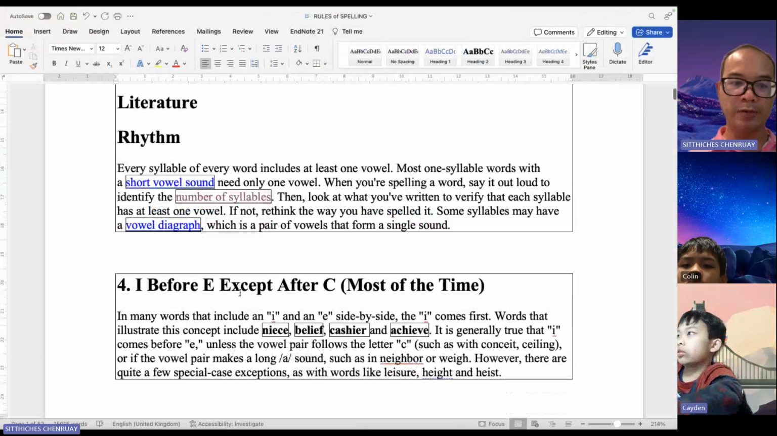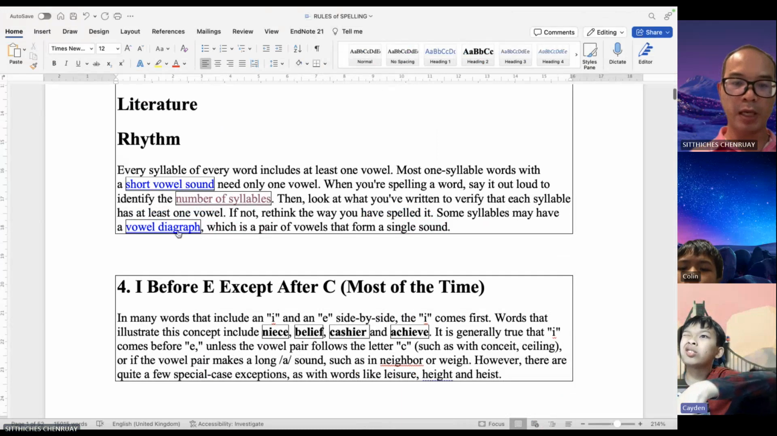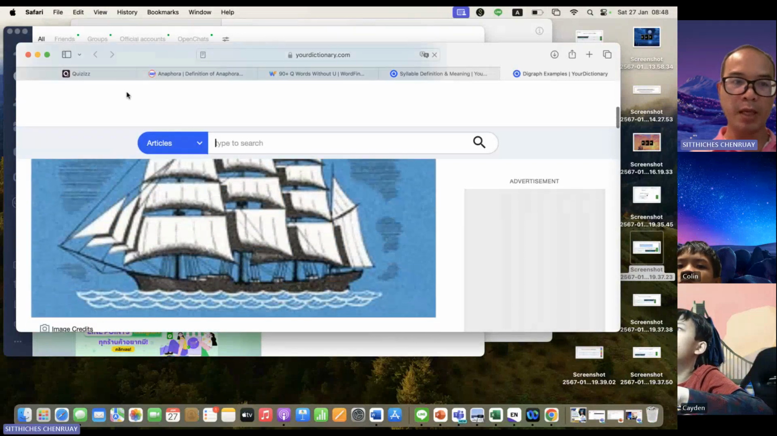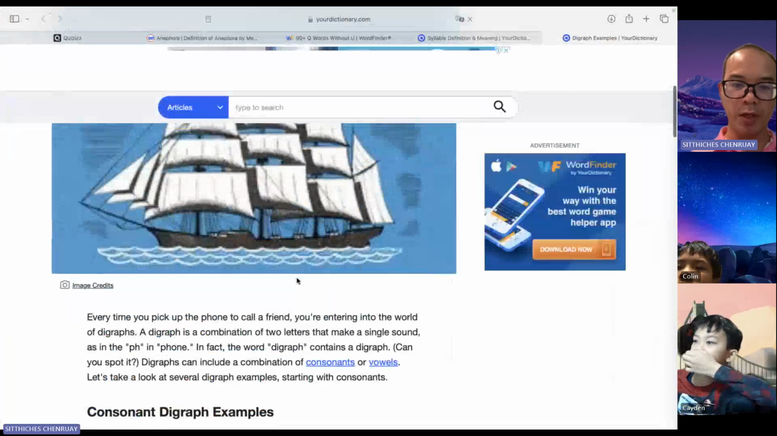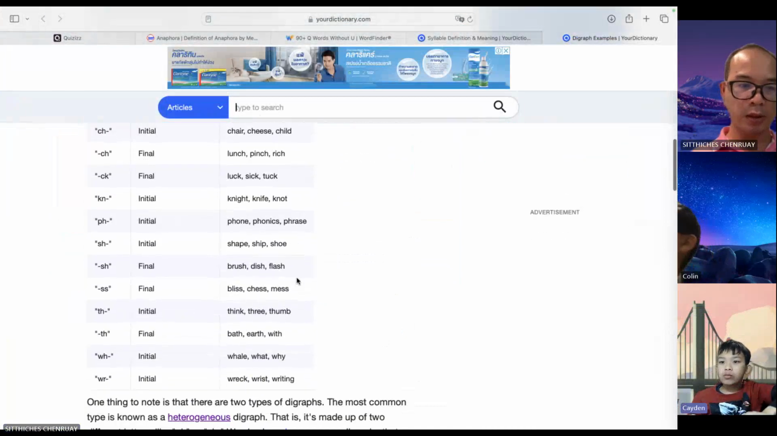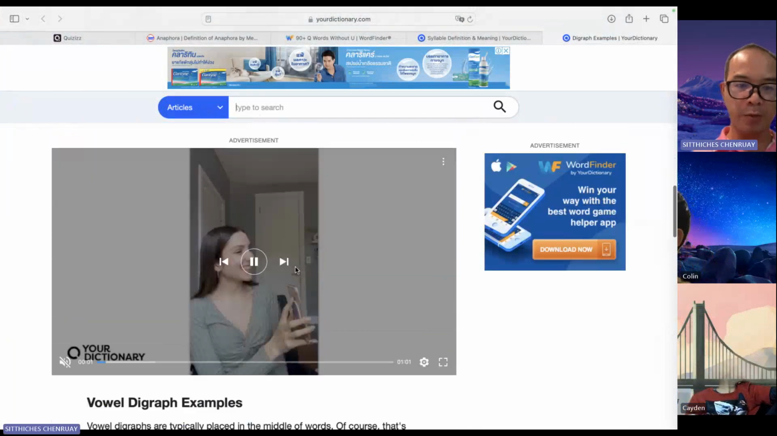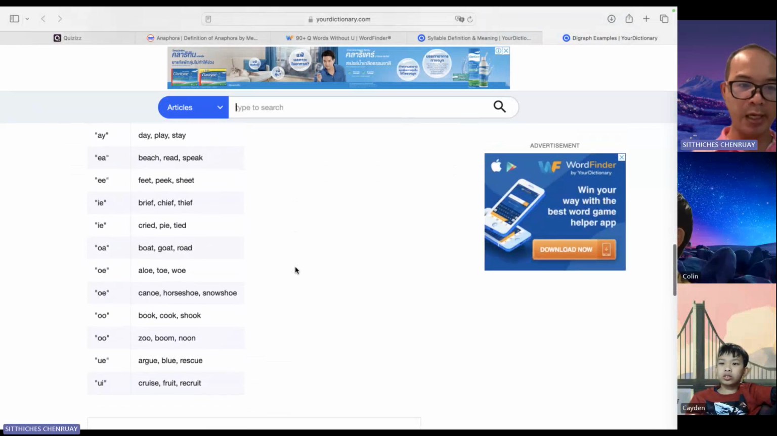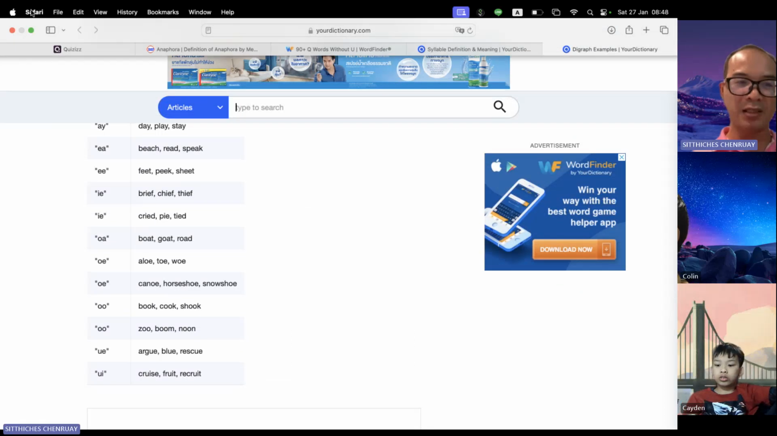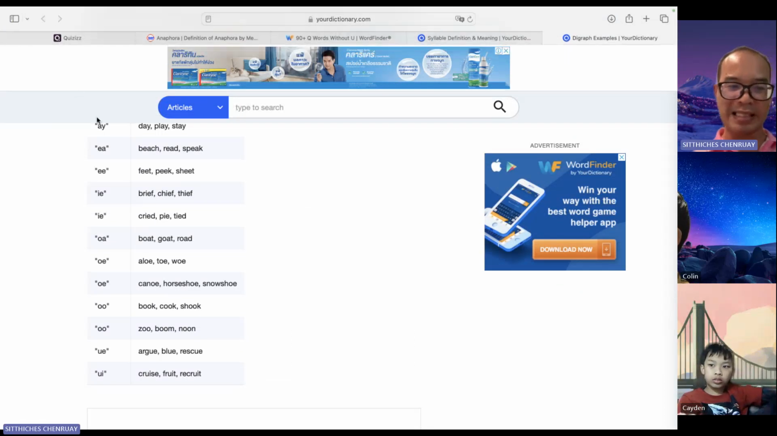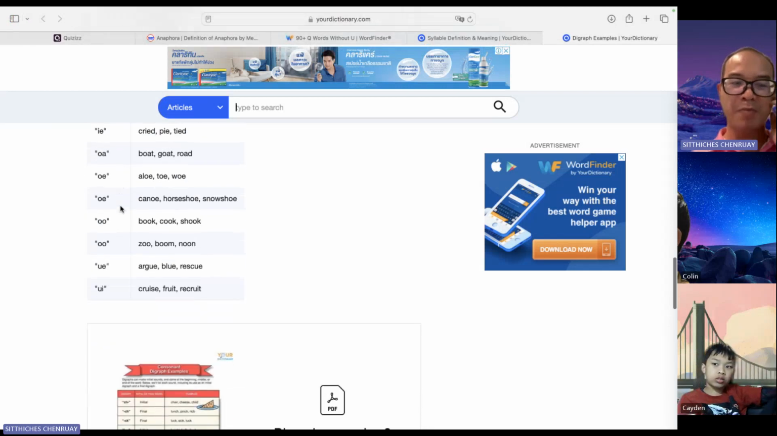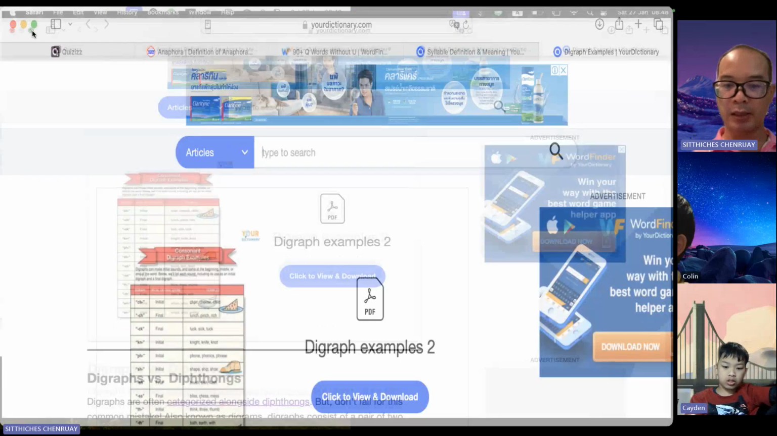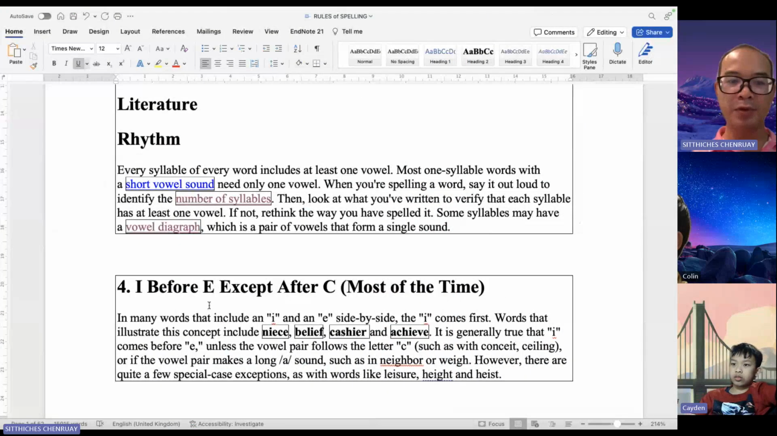Okay, and then vowel digraphs, and there's some sounds. We can use another one. This one I will tell you later. The AI, EA, EE. You may list these words. Which one may make you confused? Okay, and then I before E.